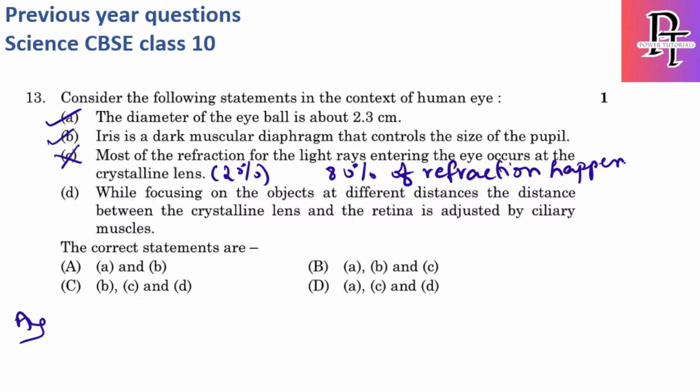Okay, D. While focusing on objects at different distances, the distance between the crystalline lens and the retina is adjusted by ciliary muscles. It's not the distance actually; mainly the lens shape changes, so that the focal length will be changing. So D is also not the proper answer. The option is A and B, which is the first option. C is wrong, so only A and B should be the right answer.